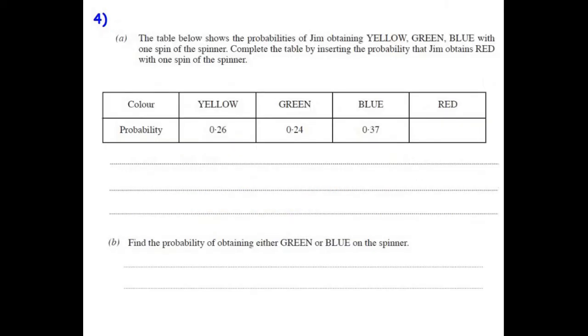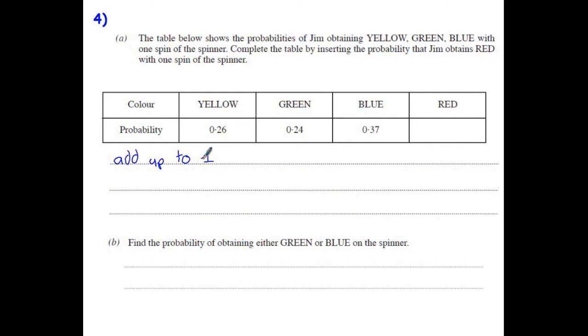The next question says that the table below shows the probabilities of Germ obtaining a yellow, green, blue with 1 spin of the spinner. Complete the table by inserting the probability that Germ obtains a red with 1 spin of the spinner. Very similar to what we've just done. So again, we know that they all add up to 1. So you can make a note of that to help us.